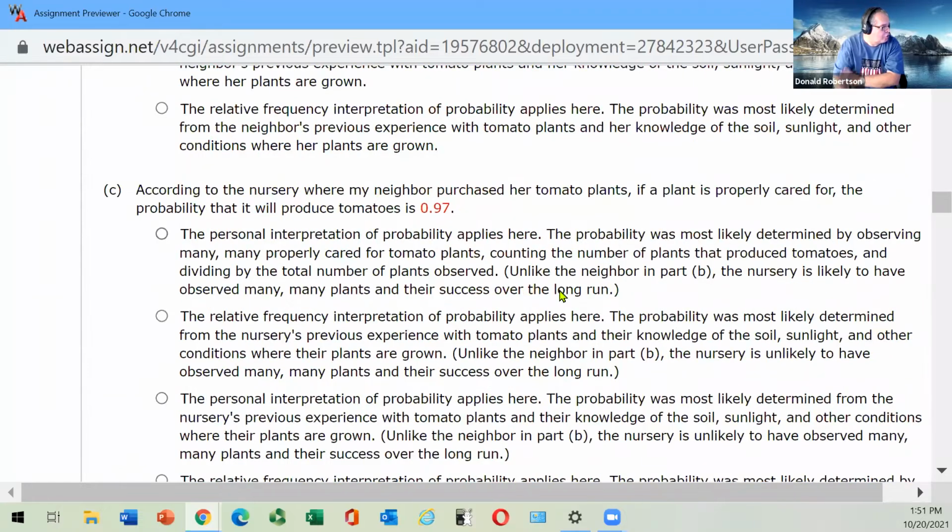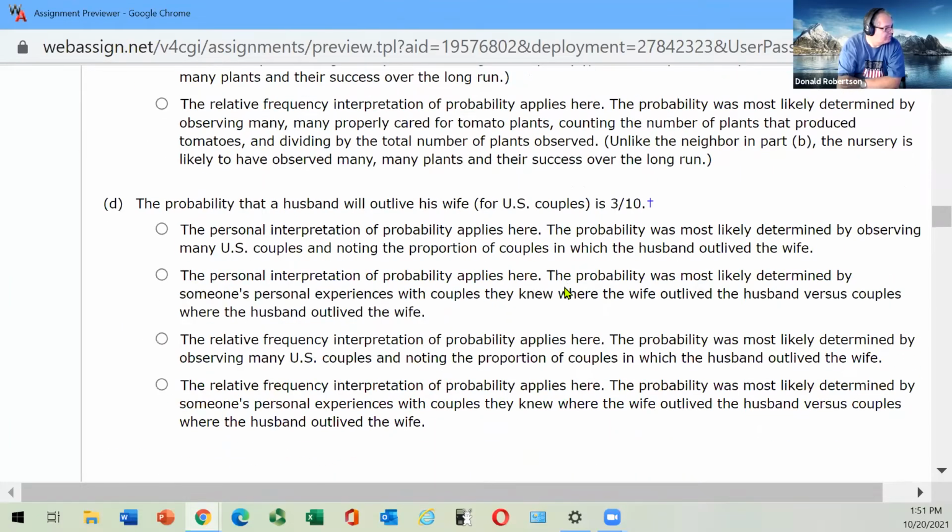Now, according to the nursery where your neighbor gets her tomatoes, the nursery says the chance that your tomato plant will live and give you tomatoes at the end is 0.97, which is good news because you don't want to buy tomatoes if they're going to die, right? Tomato plants. What do you think that one came from? Personal or relative frequency? Relative frequency. Right. So he's sold thousands of them and he's noticed only a few die. I would say so.